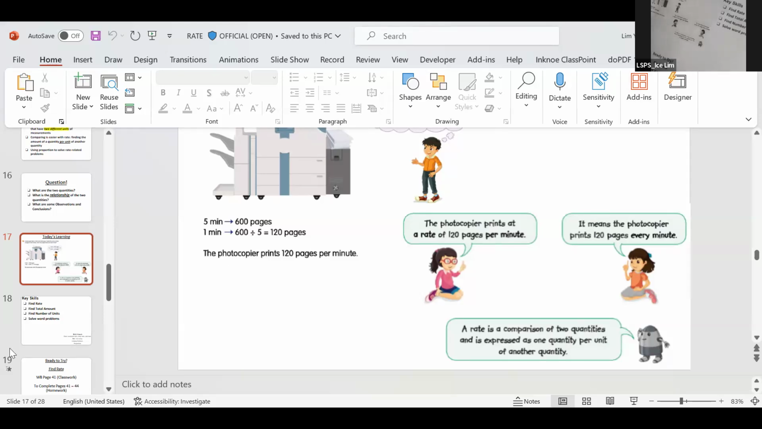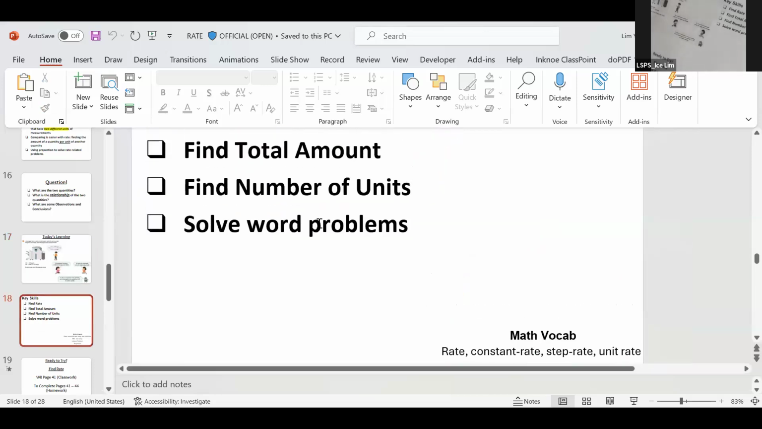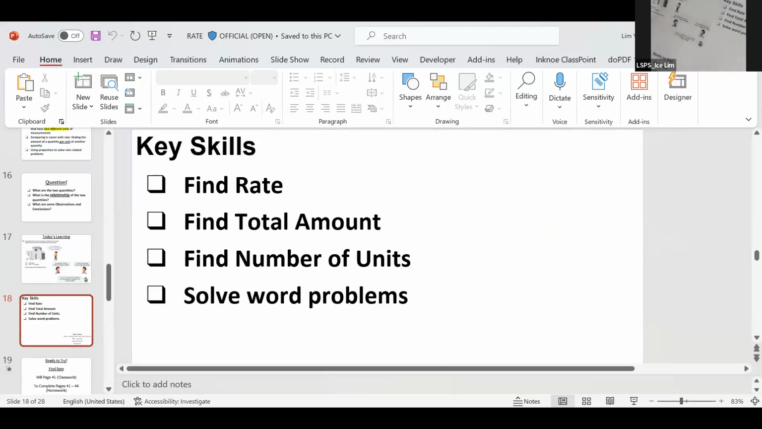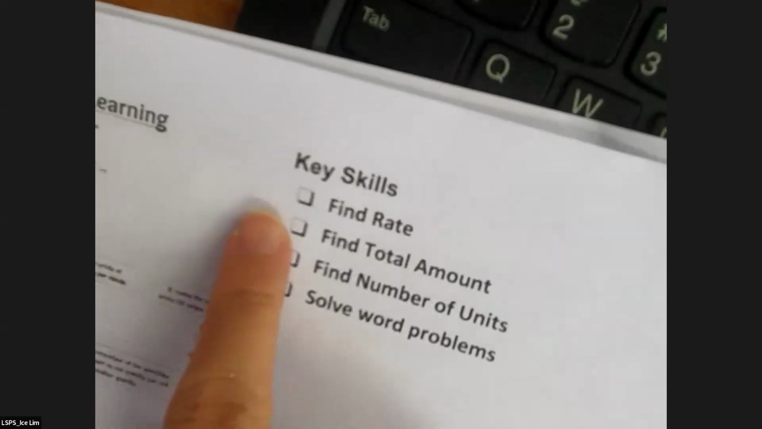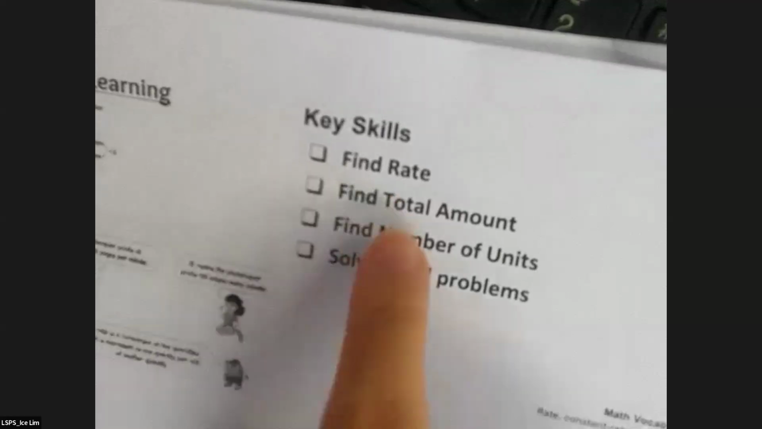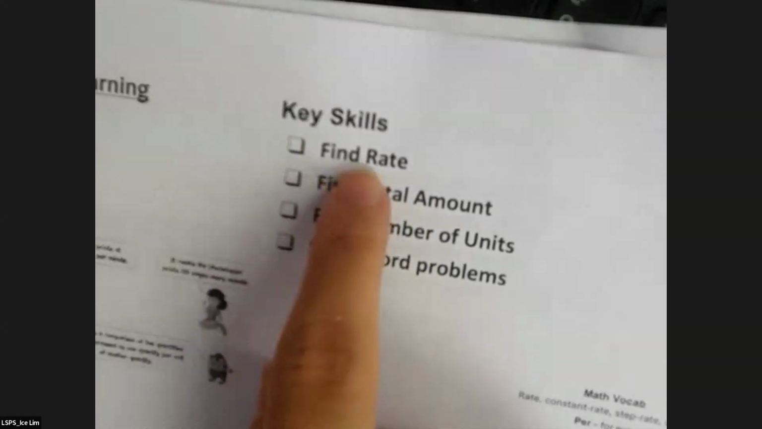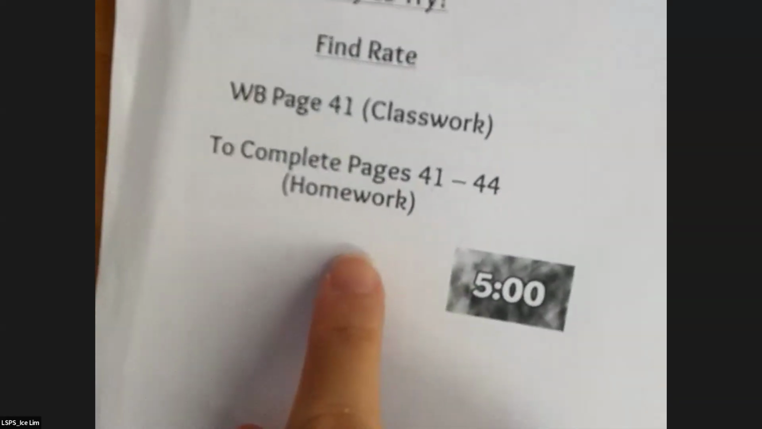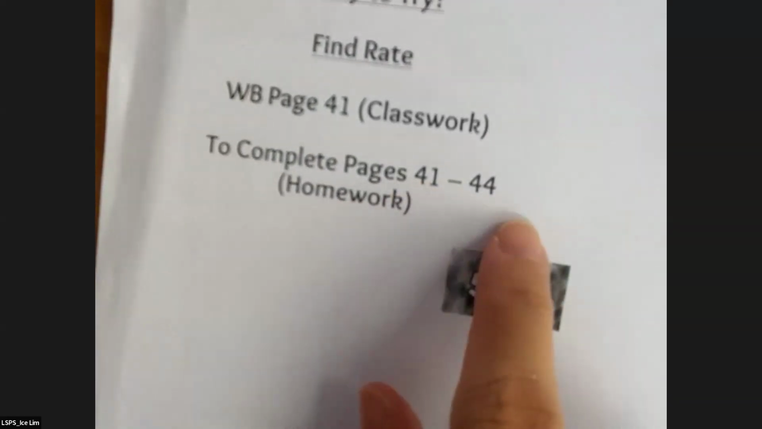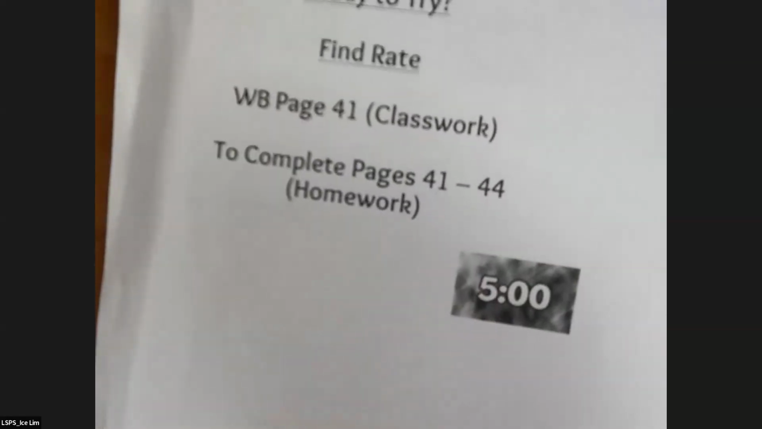Now, this is also like your worksheet. We stop there. So you can actually click here on the box. That's the first skill we've been doing, finding rate. You'll notice that on my worksheet, I already set pages 41 to 44 as homework. Circle your work just now.